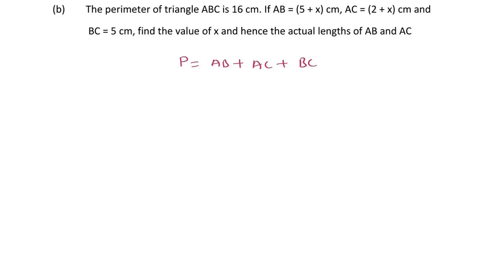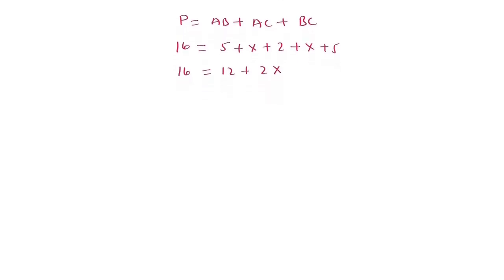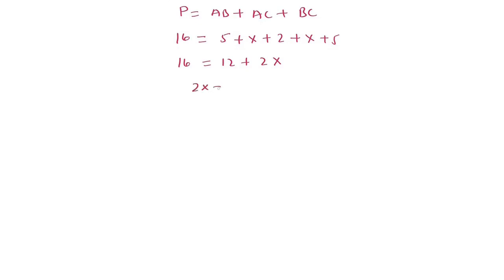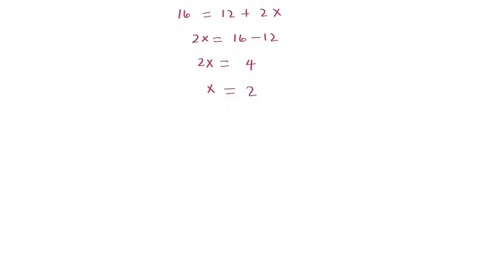Okay, so now let us substitute the values given in the question. Then we have 16 equals 5 plus x plus 2 plus x plus 5. Okay, so now let us combine the like terms on our right hand side. Then our equation is going to be 16 equals 12 plus 2x. Now let us rearrange this equation. We have 2x equals 16 minus 12. Solving this, we get 2x equals 4. Let us divide by 2 both sides. Then we have x equals 2. And this is the value of x required.